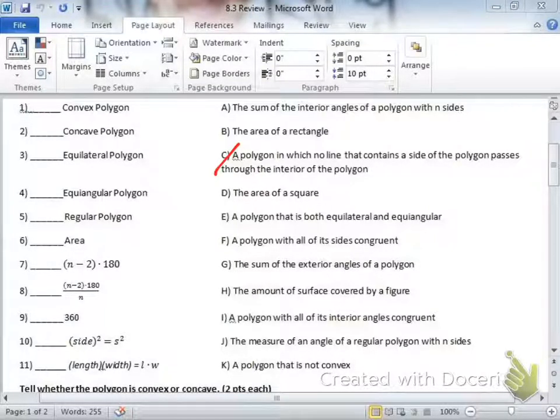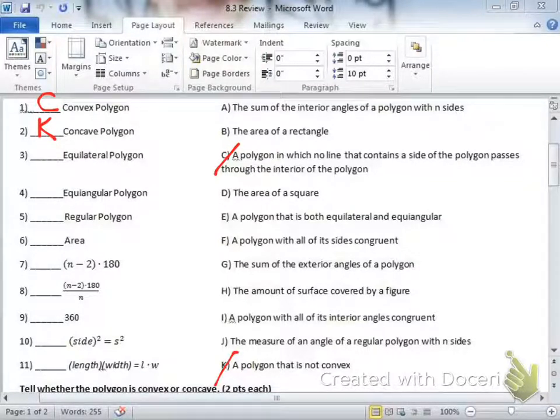That's where no line that would be extended would go inside the polygon. Concave is just not convex, so that would be K. Equilateral is when all the sides are the same. So just the 4 points for now? Yes. Do you guys see where all the sides are the same?